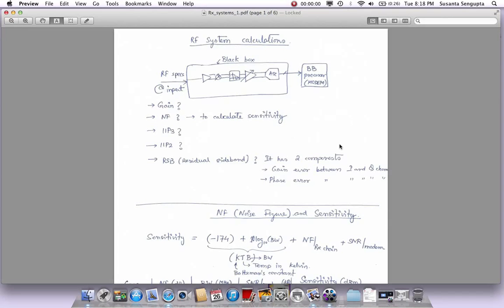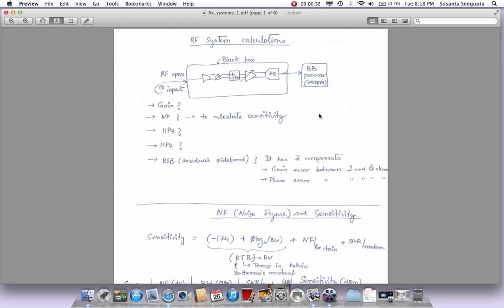Hi everybody, this is Sushanta again. We have seen some past lectures where I talked about the LNA design, and we have also extended that to talk about the mixer. So I thought this would be a good point to talk about RF systems. By RF systems, we mean we treat the whole receiver more like a black box, and then try to derive some specs for that black box.